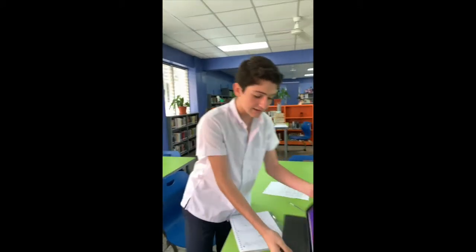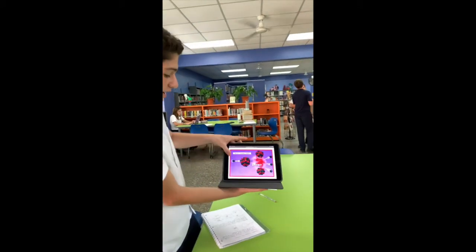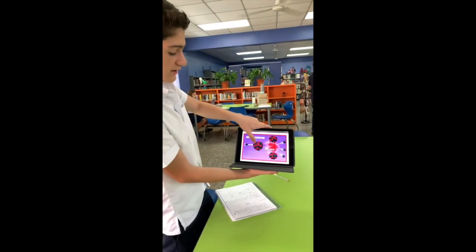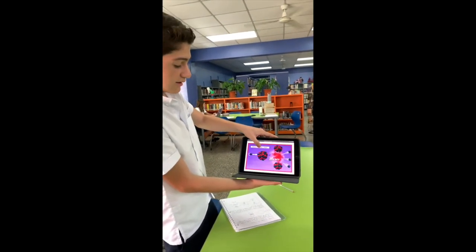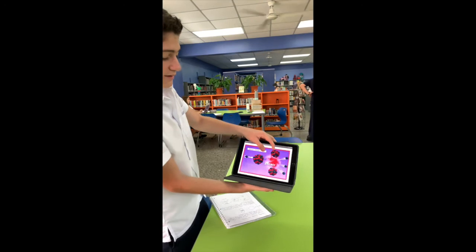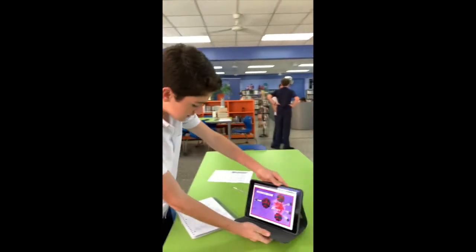Nuclear fission is when a large unstable isotope is bombarded by a high-speed neutron and splits the isotope into smaller particles with a large amount of energy being released. As we can see in this model, a neutron goes really fast and it crashes against the atom, and then a high amount of energy is released.